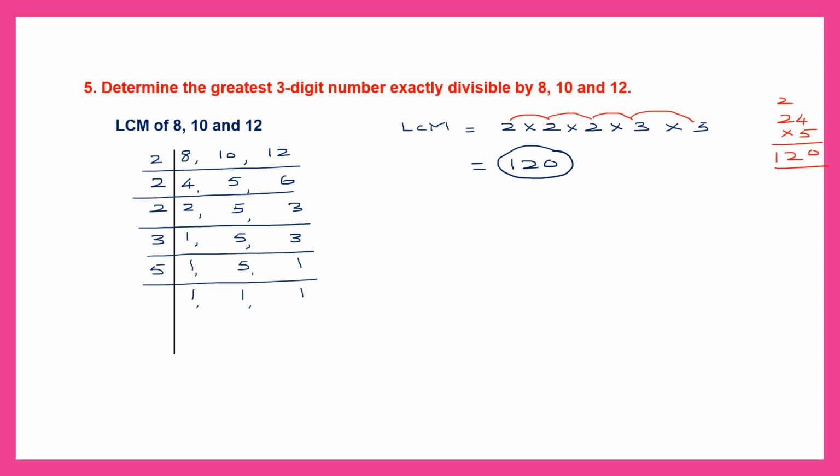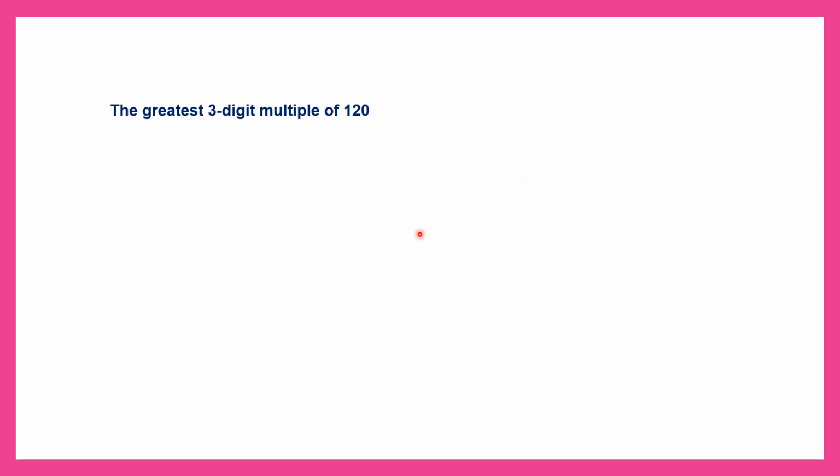Now let's go back to the question. The question says, determine the greatest 3-digit number divisible by 8, 10 and 12. Now the greatest 3-digit number is not 120 anyway, isn't it? What is the greatest 3-digit number? 999. So we need to get a number, something like this, the greatest, that is divisible by 8, 10 and 12. For that, we have to find the multiples of 120 that come close to 999. So let's do that. The greatest three-digit multiple of 120.